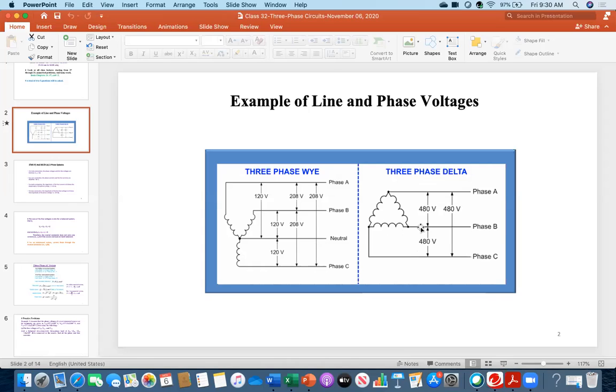So therefore, in both cases, there is a problem. This one is more severe because current will start flowing through the neutral and go to the grounding. But this case is also dangerous.